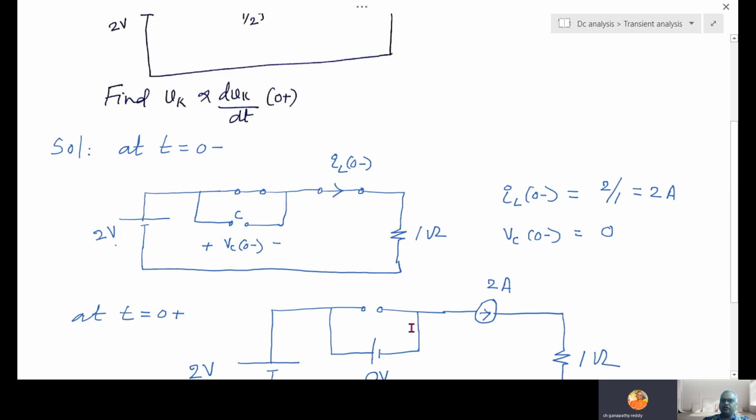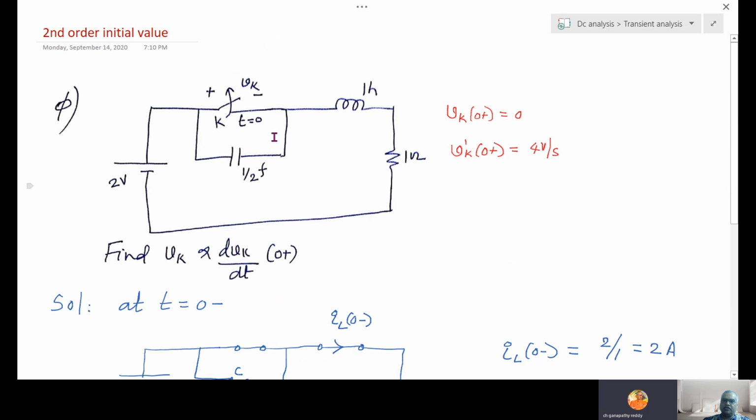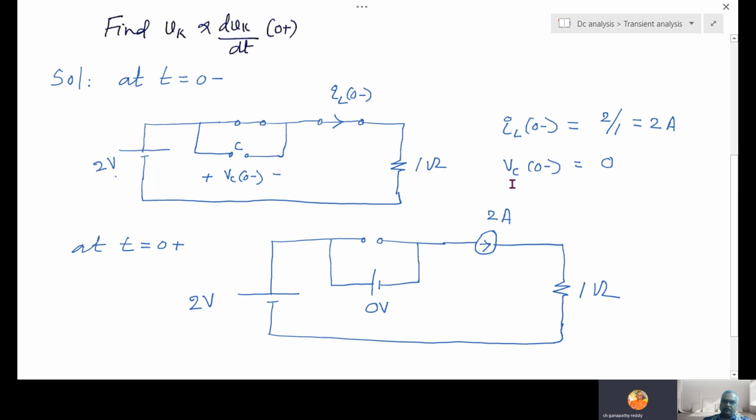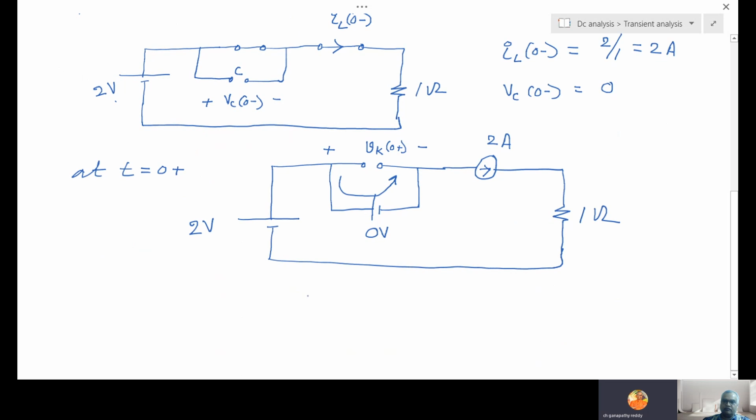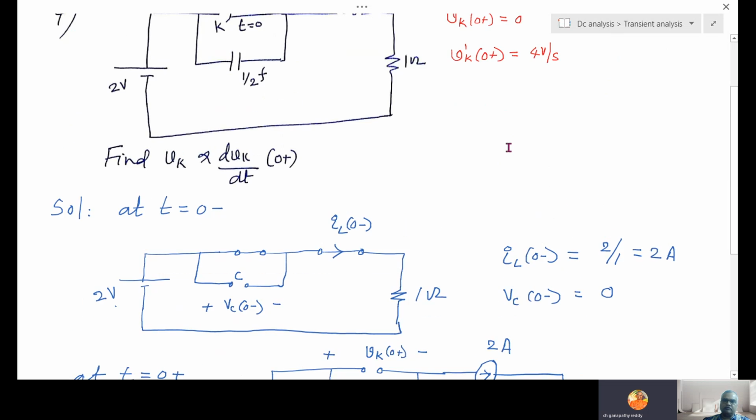Now what we have to find in this? Vk(0+). In this circuit, when the switch is open, this voltage is indicated with Vk. So I am calling Vk(0+) this side minus, this side plus. So as usual, start from positive, go to negative. What answer do you get? Vk(0+) equal to 0. So that is the answer.